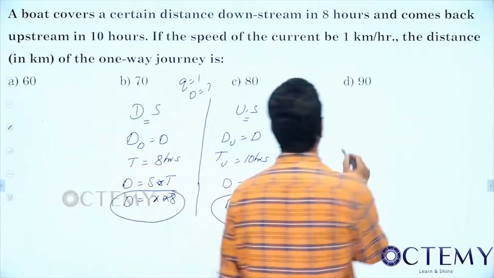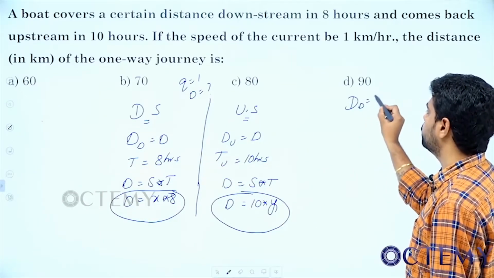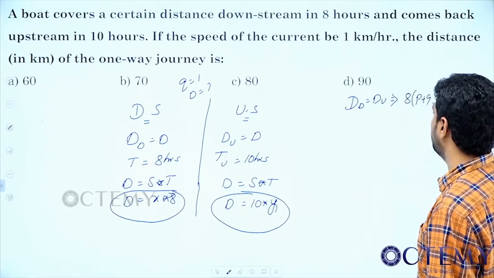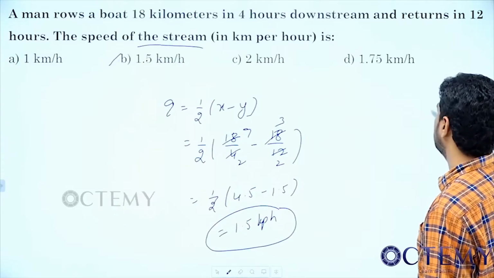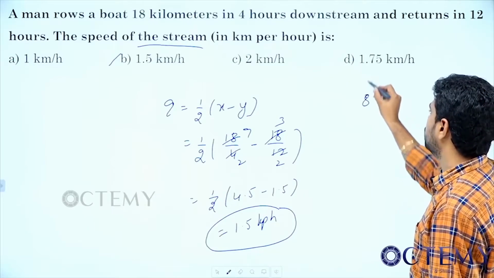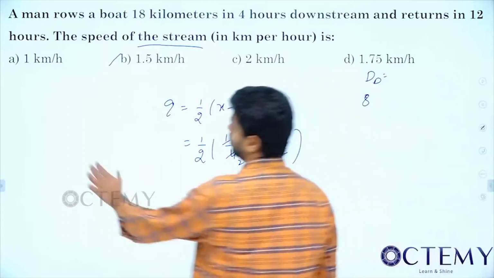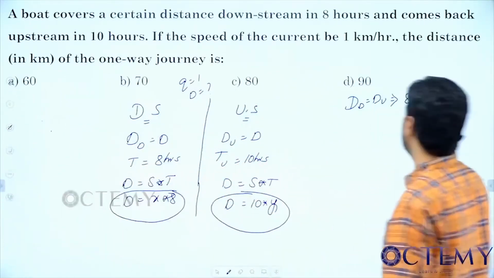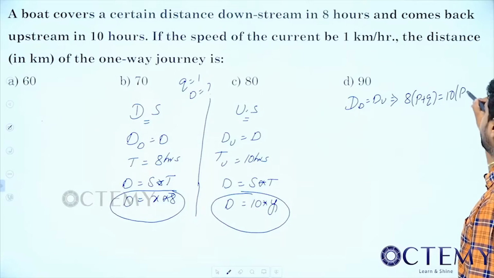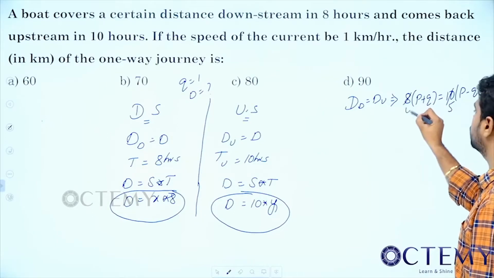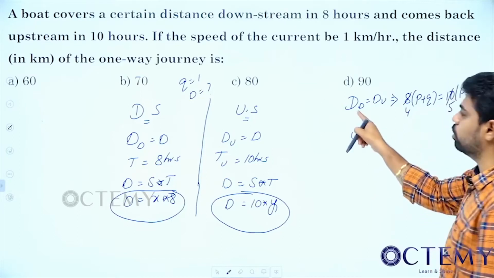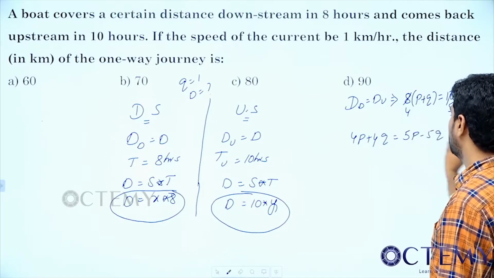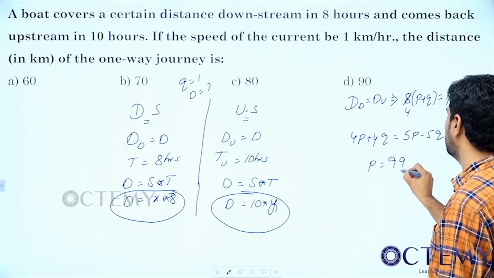So directly what we will do: as downstream distance is equal to upstream distance, can I say that 8x is nothing but 8 into P plus Q is equal to 10 into P minus Q. This is 5s and 4s. Can I say 4P plus 4Q? Directly you should come to this point. 4P plus 4Q is equal to 5P minus 5Q. So now from this, P is equal to 9Q.